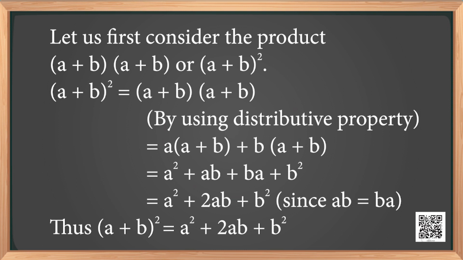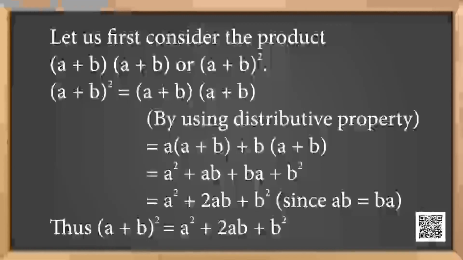Clearly, this is an identity since the expression on the RHS is obtained from the LHS by actual multiplication. One may verify that for any values of a and b, the values of the two sides are equal.